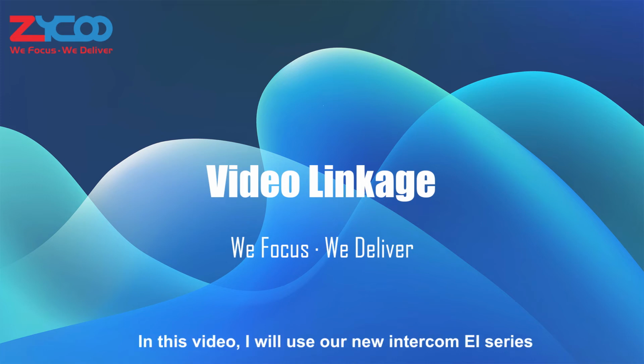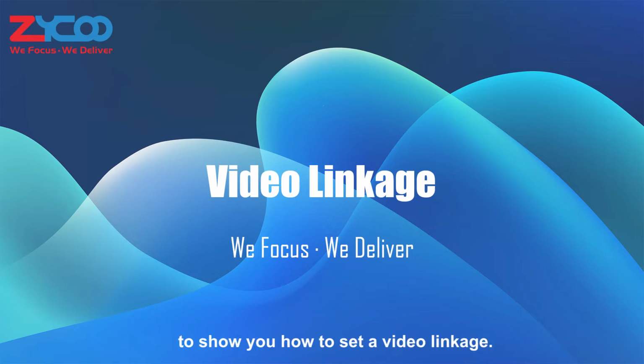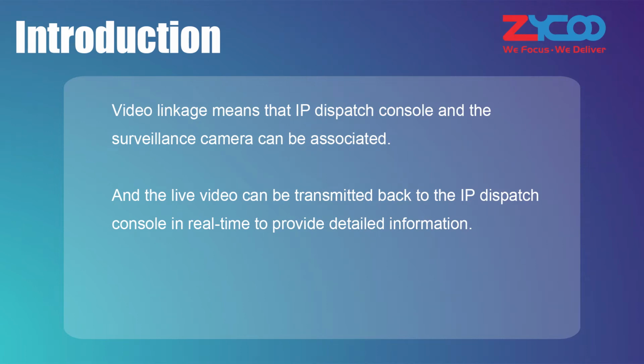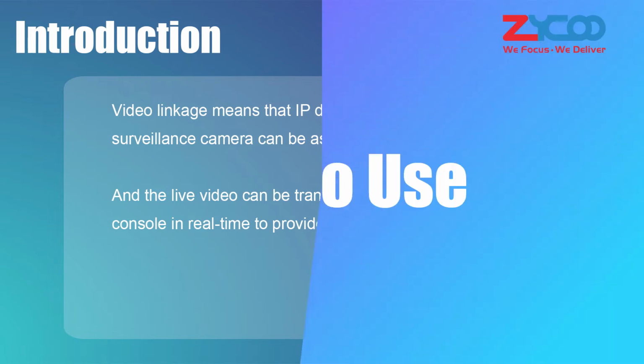In this video, I will use our new intercom EA series to show you how to set a video linkage. Video linkage means that the IP dispatch console and the surveillance camera can be associated, and the live video can be transmitted back to the IP dispatch console in real time to provide some detailed information.